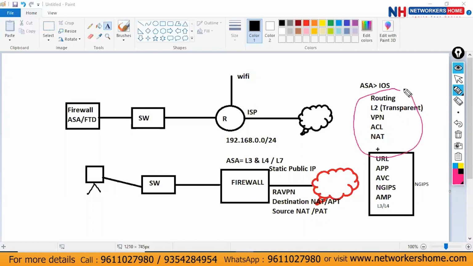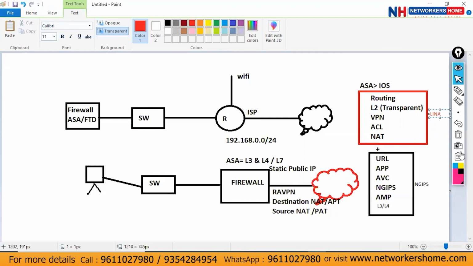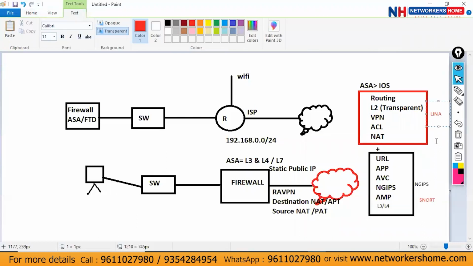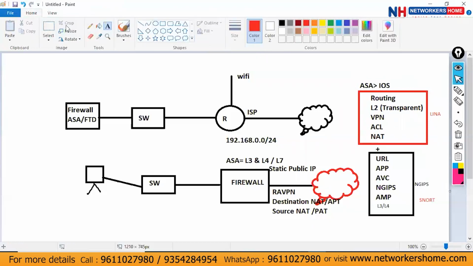Now, understand this part when it comes in a Firepower. This part, when it comes in a Firepower, we call it Lina functionality. It's a part of the Lina operating system. And here we call NGIPS a part of Snort. NGIPS is a part of Snort, and this is a part of Lina. When you talk about ASA, ASA is having a separate operating system. ASA is not called Lina. ASA will be called an IOS operating system. But the same ASA functionality, when it comes with the Firepower device, is basically called Lina.